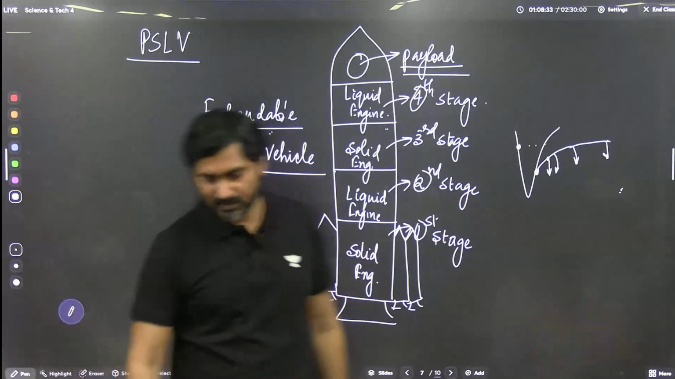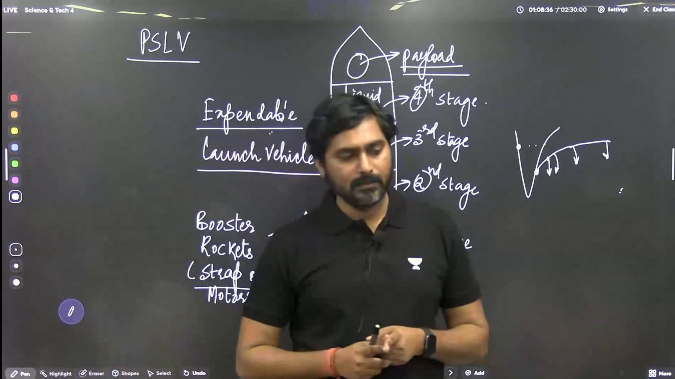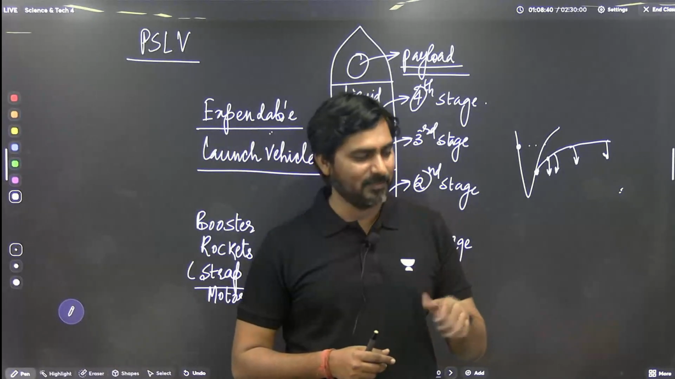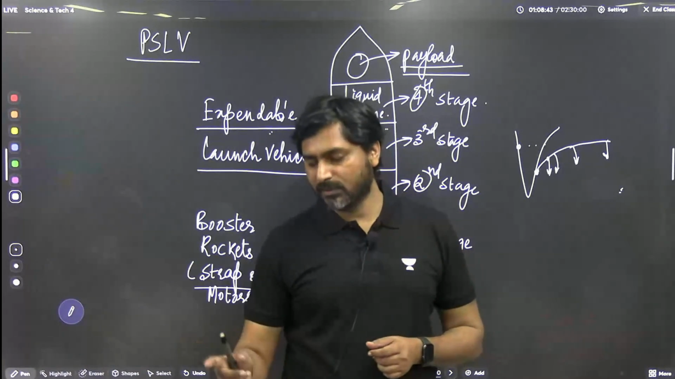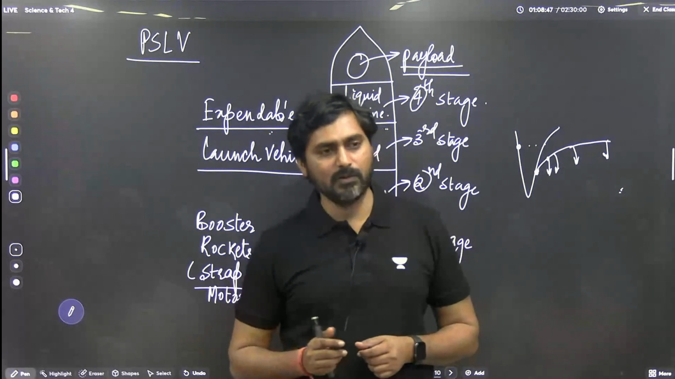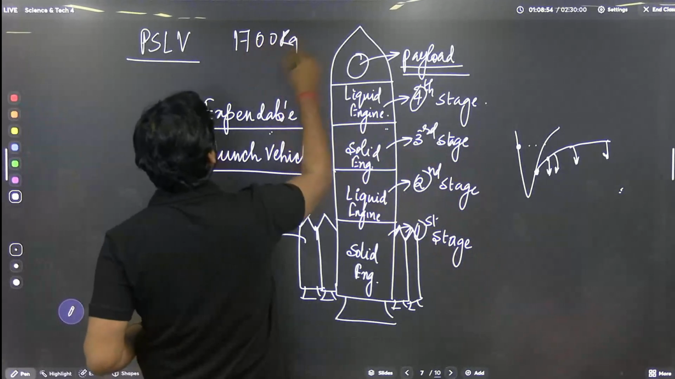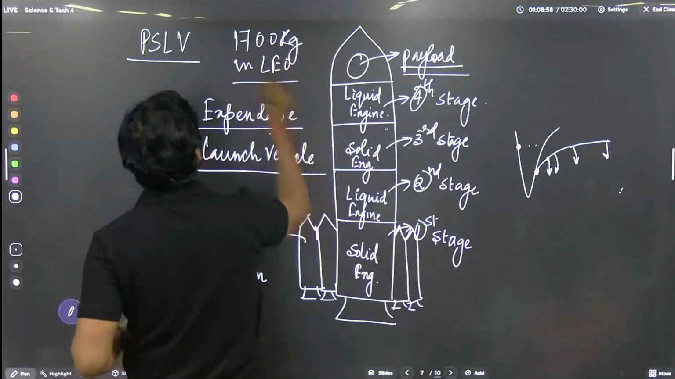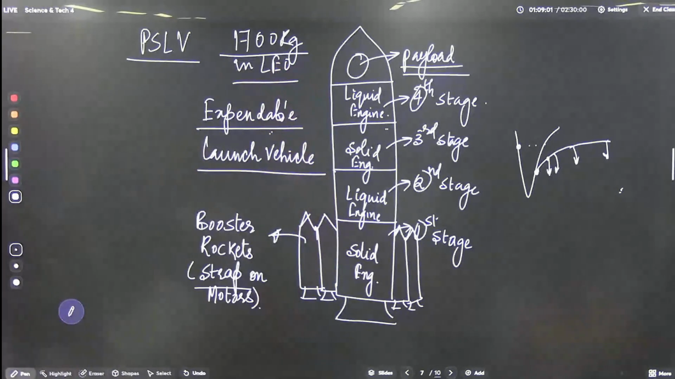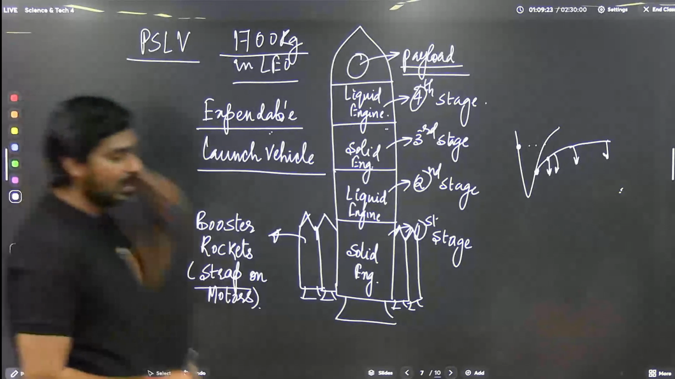Okay, but before that we will write payload capacity. अच्छा, significance में लिख लेते हैं. Significance of PSLV. So first point that you can write, it has payload capacity of 1700 kg in LEO, which is much more than what ASLV could carry. ASLV का कितना था? 150 kg. So you can see at least 10-11 times the payload capacity has increased.